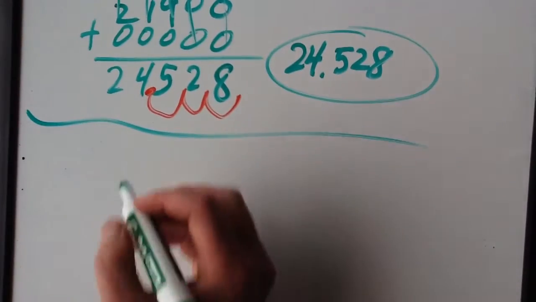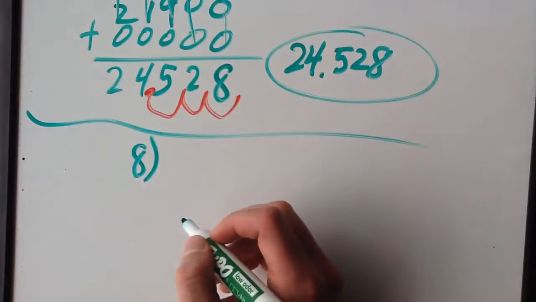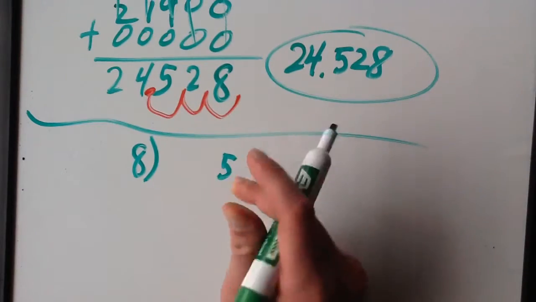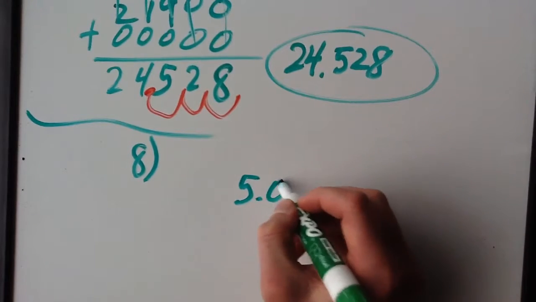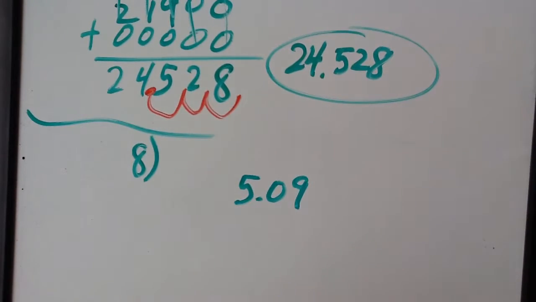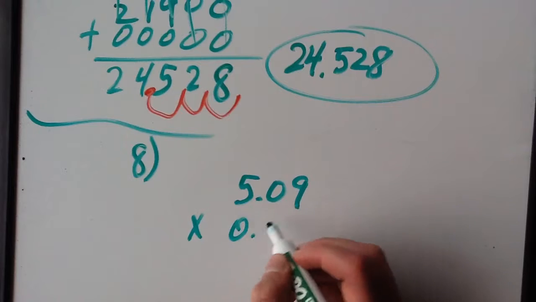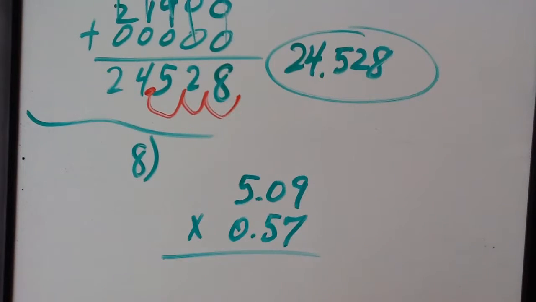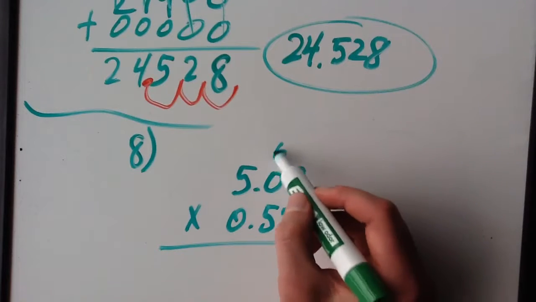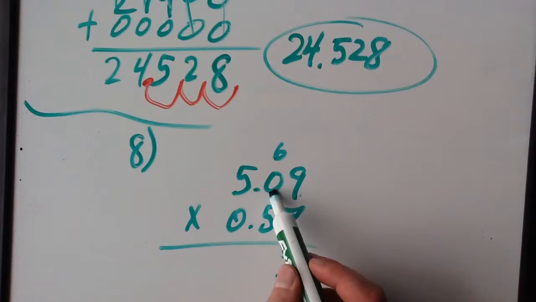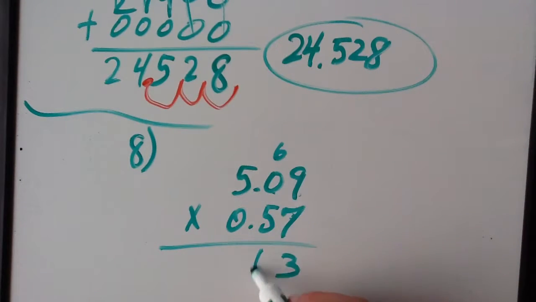Okay, we'll go on to number 8. Number 8, you have, let me write it a little bit lower here, 5.09, 5 and 9 hundredths times 57 hundredths. Okay, I'm going to ignore the decimals, multiply as normal. 7 times 9, that's 63. 7 times 0 is 0, plus 6, that's 6. And 7 times 5 is 35. So my first row, I get 3563.